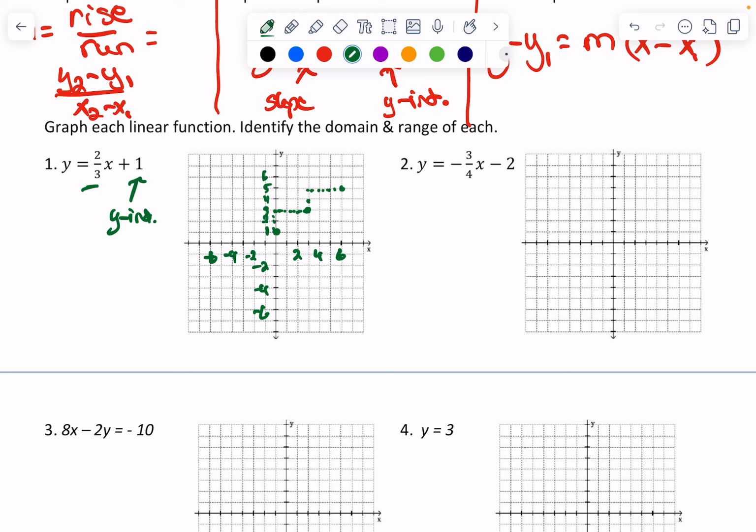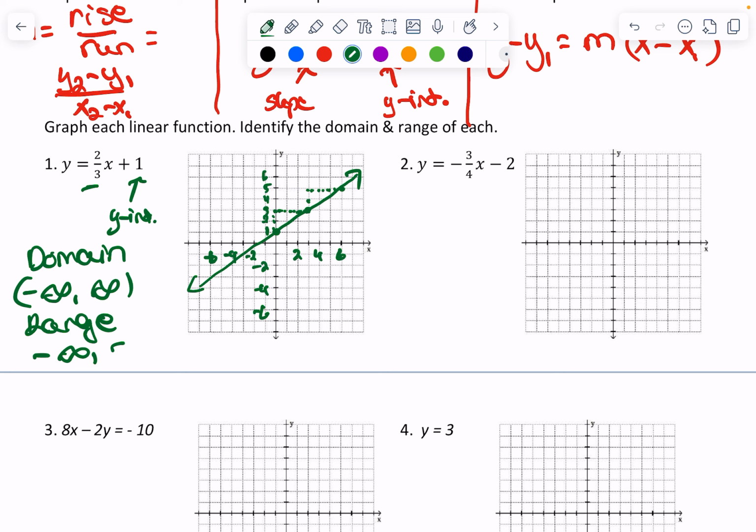And then we're going to graph a straight line through these points like this. There we go. So our domain here, just like all linear functions, it is negative infinity to infinity. Our range, same thing, is negative infinity to infinity.